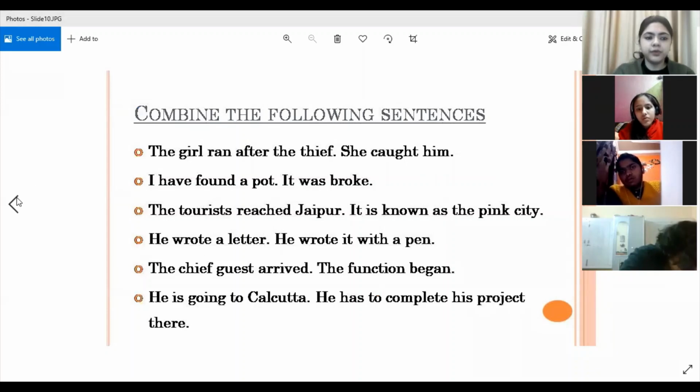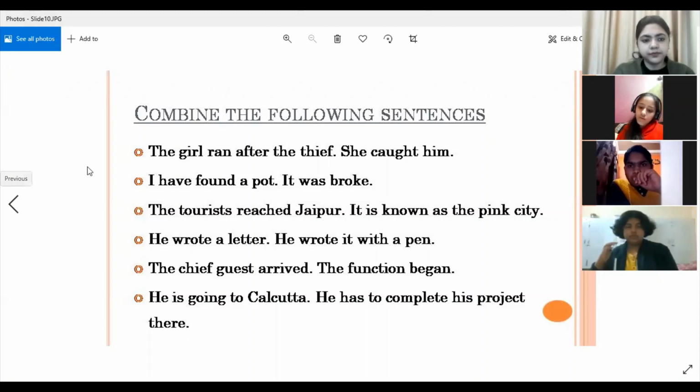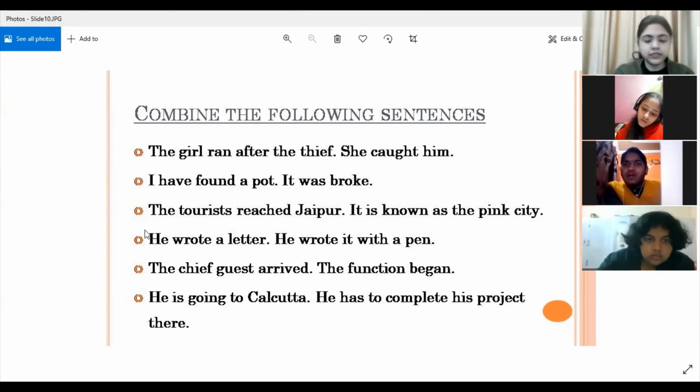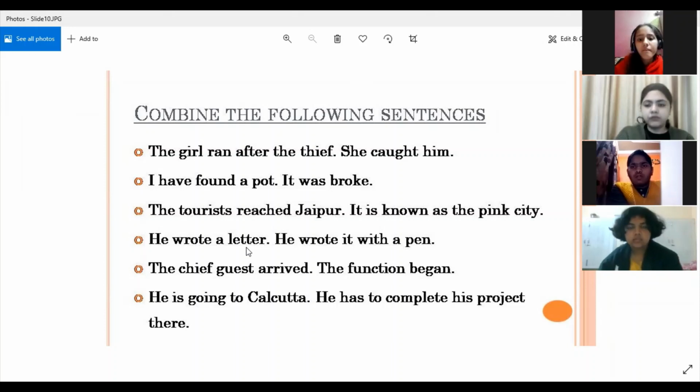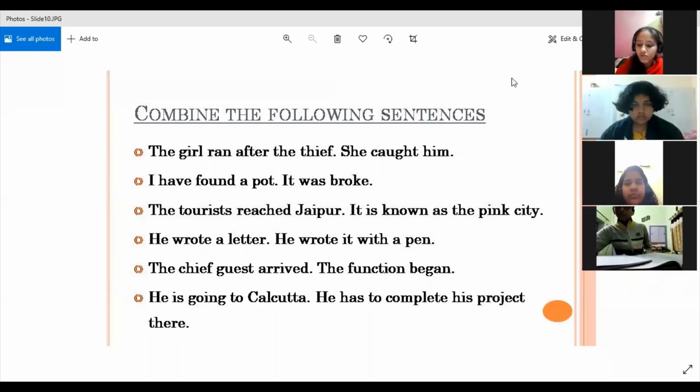Fine. So if you people have understood all the 6 rules, 6 methods, so we will practice. Okay. So there are 6 sentences. I'm giving you some time, 5 to 7 minutes time to write down the answer for all the 6 sentences quickly. Now you have to identify which rule you have to apply, okay? Because that thing will not be given to you in the exam. So you have to combine the following sentences, okay?